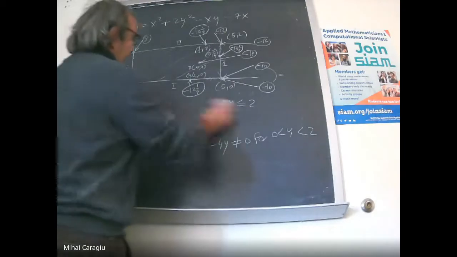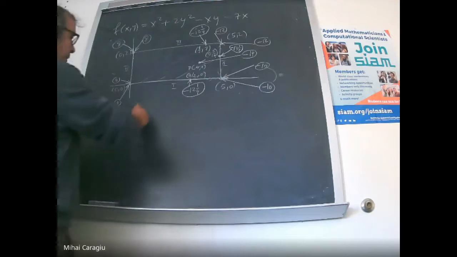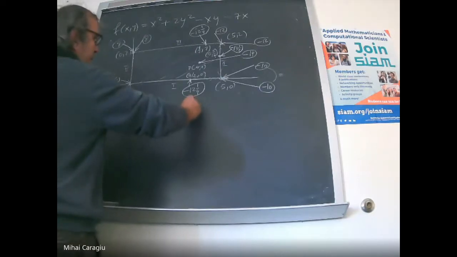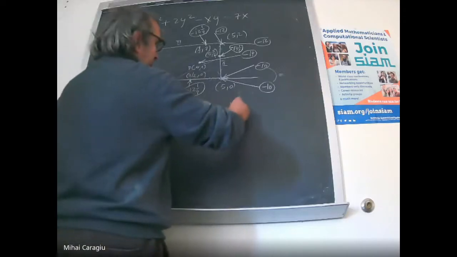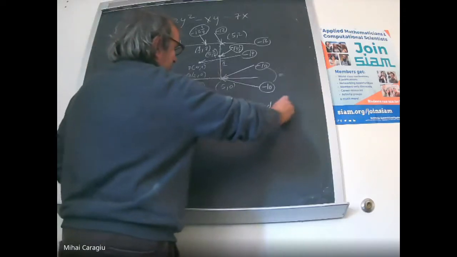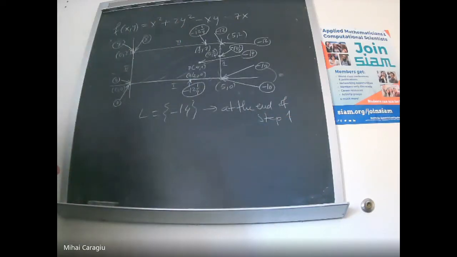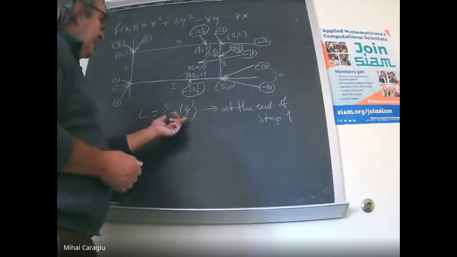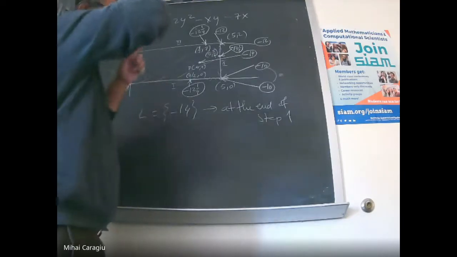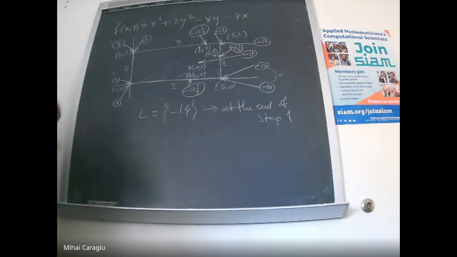In step 1, when we discussed the critical points inside the compact domain, the list is minus 14, the value of the function at the end of step 1. Now, after studying the behavior of the function along the boundary, we try to amend this list, to update it with the maximum and minimum values taken by the function along the boundary.